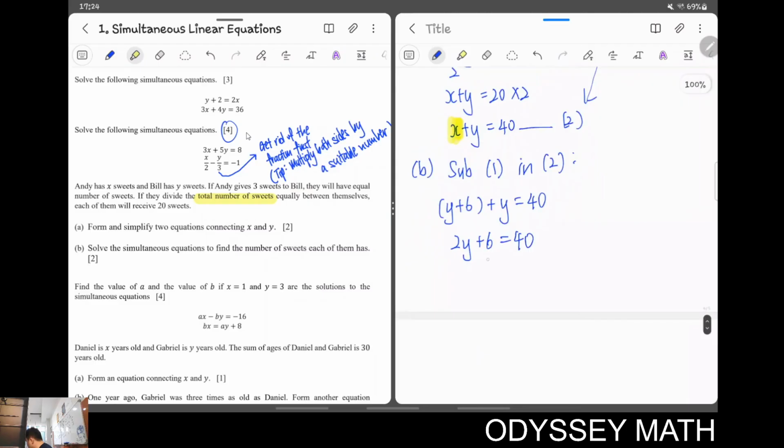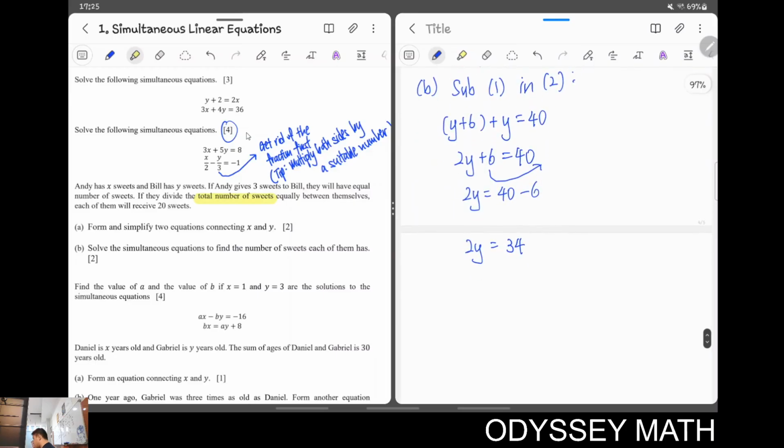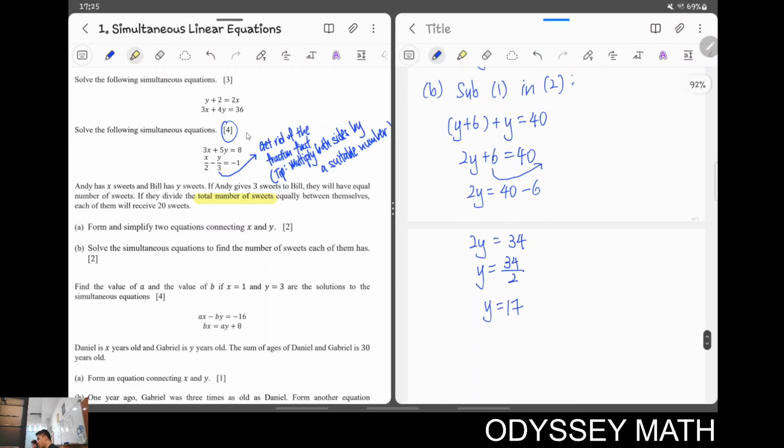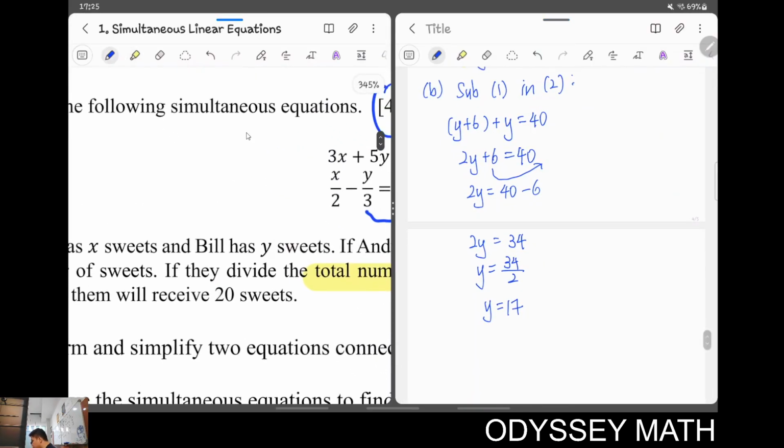So we have Y plus Y is 2Y, plus 6 equals 40. Solving this, we bring the 6 over to the right, it becomes minus 6. So 2Y equals 40 minus 6, so 2Y equals 34. Now this is 2 times Y, correct? We bring it over to the other side and it becomes divide. So 34 divided by 2, Y equals 17, which means that Bill has 17 sweets.